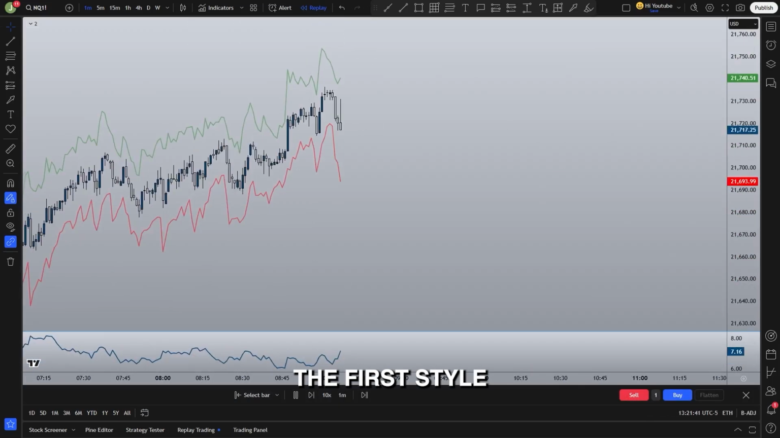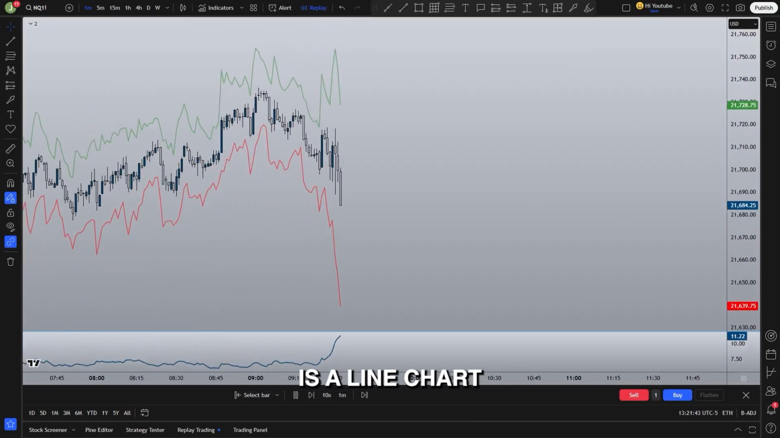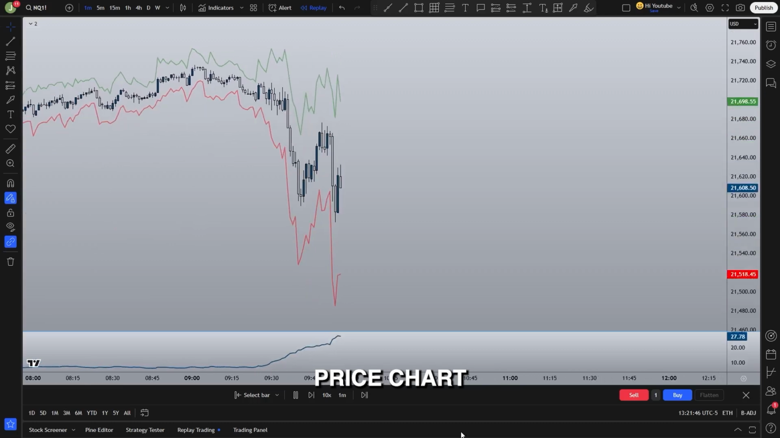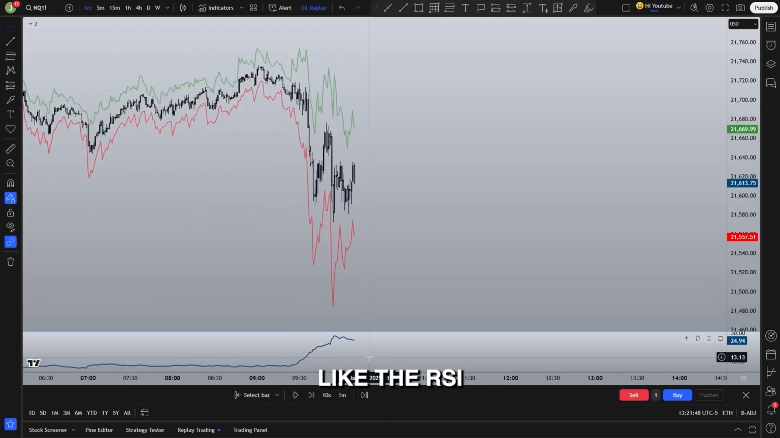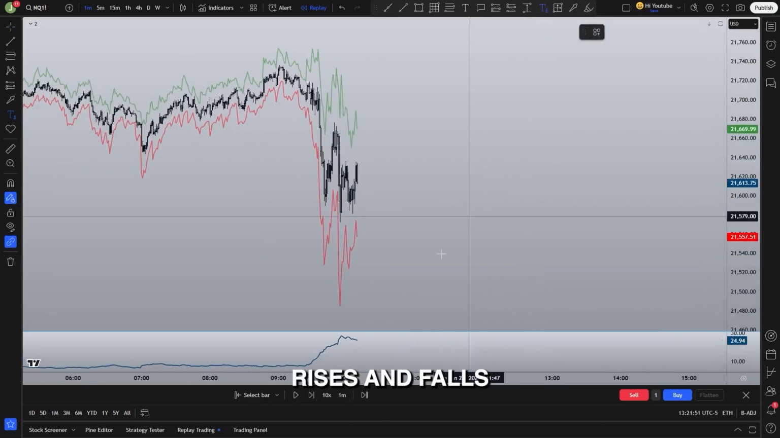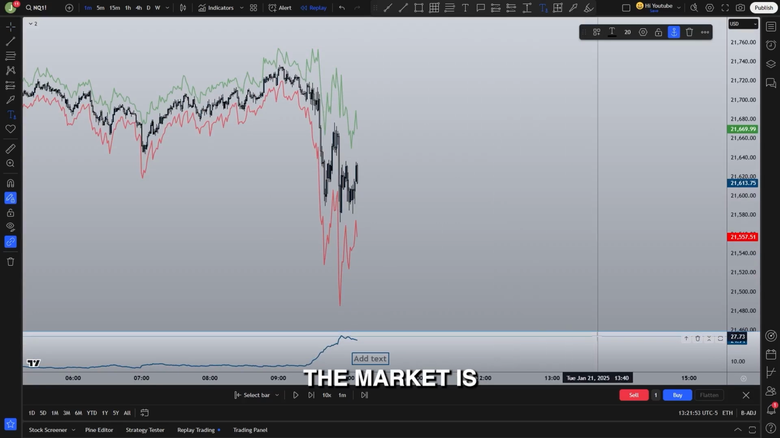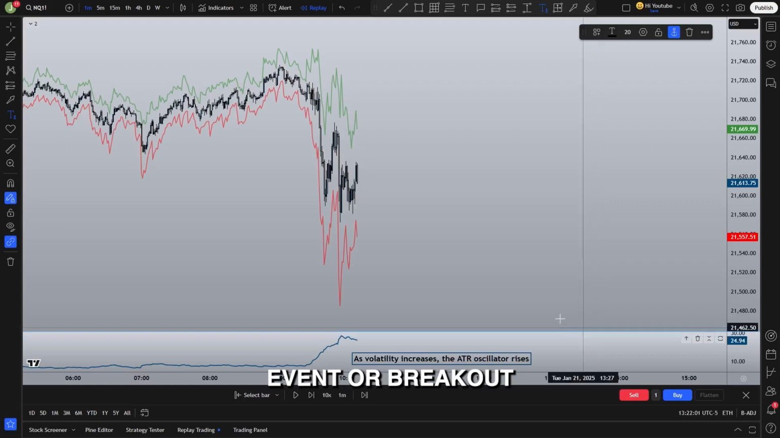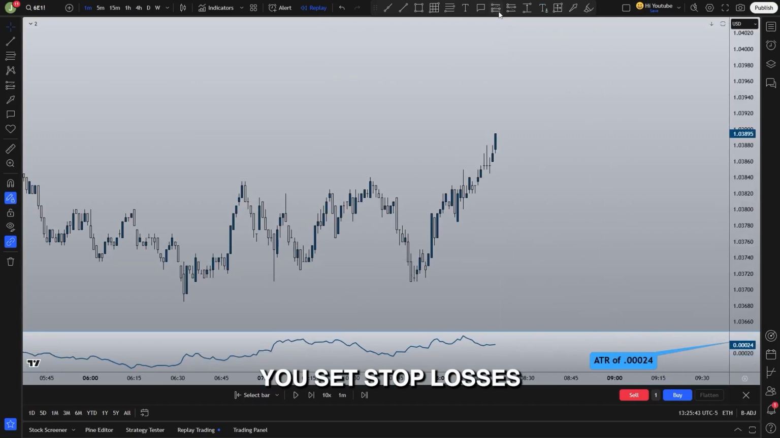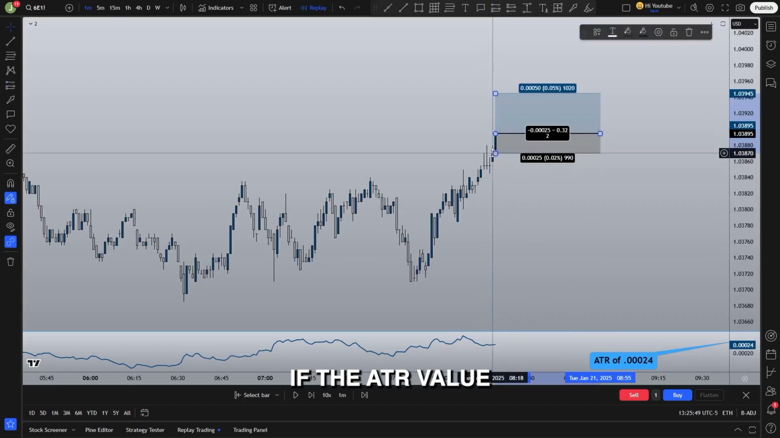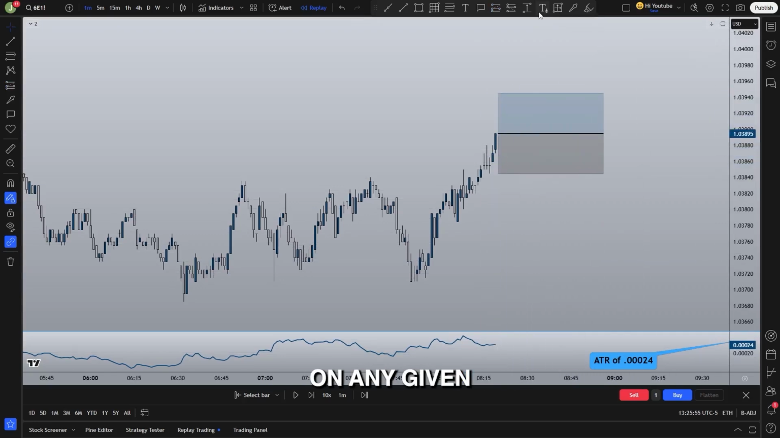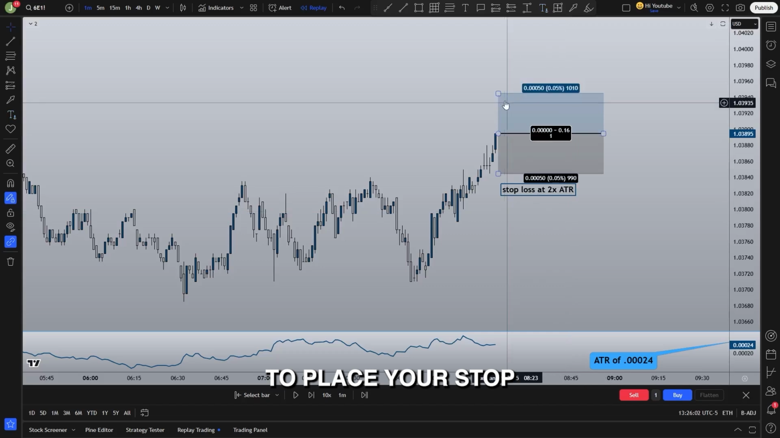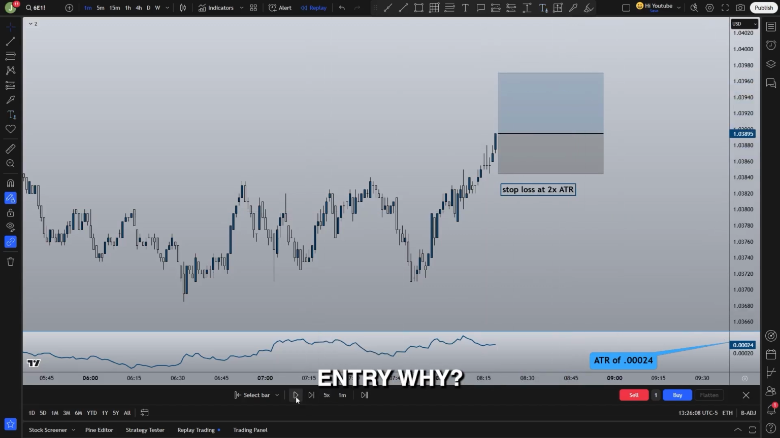Let's break it down. The first style, and the most common, is a line chart that appears below your main price chart. It looks similar to oscillators like the RSI or the MACD. This line rises and falls depending on how volatile the market is. When the market is calm and consolidating, the ATR line dips lower. When volatility spikes, like during a news event or breakout, you'll see the line surge upward. You can use this style of ATR to help you set stop losses. For example, if the ATR value is showing 20 pips on any given currency pair, you might choose to place your stop loss 30 or even 40 pips away from your entry.